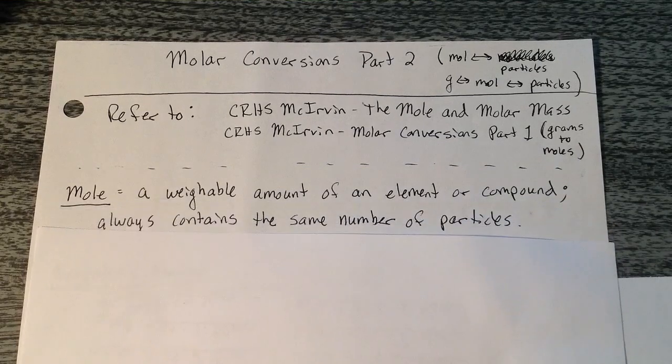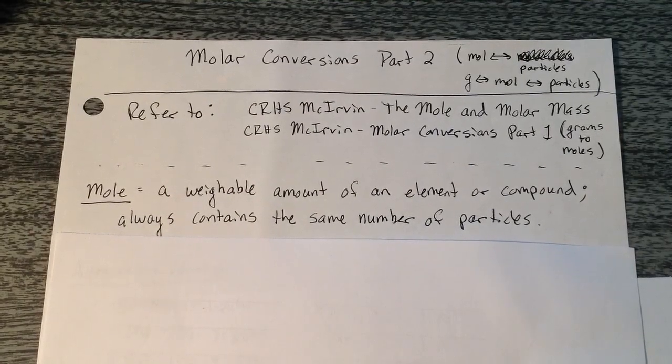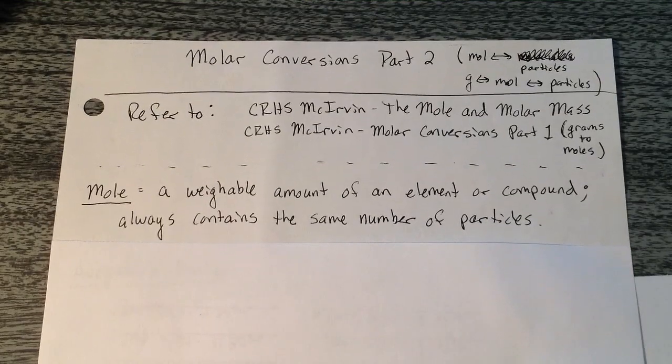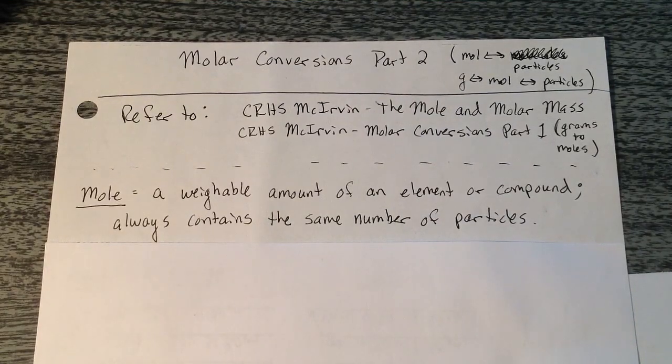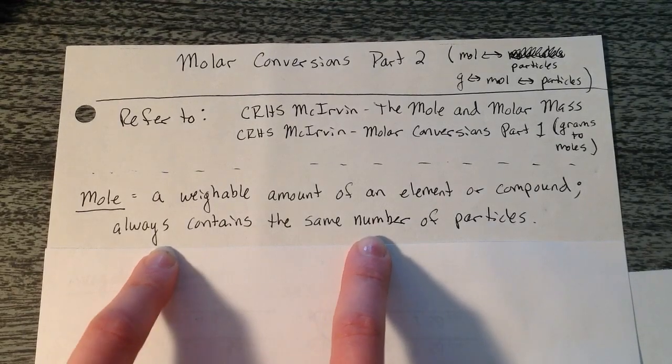So first, earlier in the mole and molar mass video, we defined what a mole was. And we said in our definitions that this is a weighable amount of an element or compound, and it always contains the same number of particles. By weighable amount, I mean it's a nice bundle, a bundle of particles that we can put on a scale in order to get a mass. You can think of moles as bundles of particles, and it will always have the same number in each bundle.